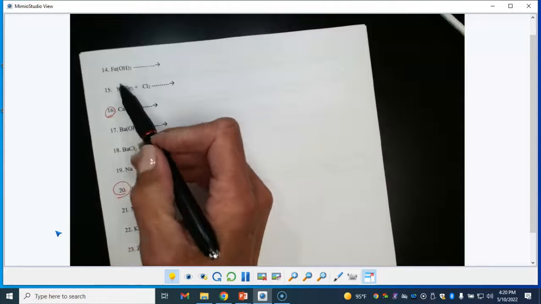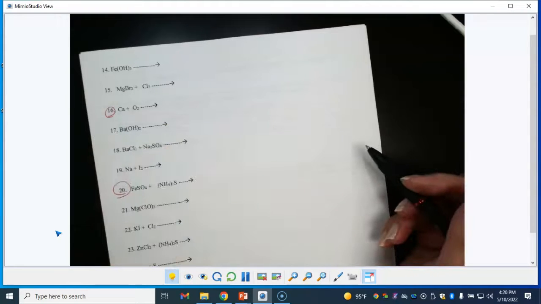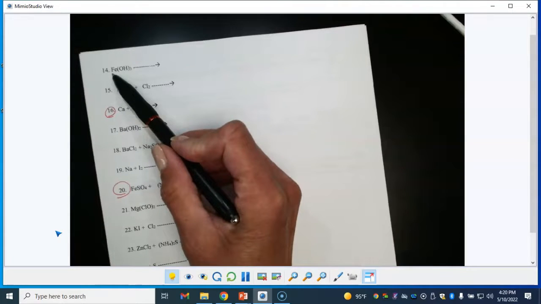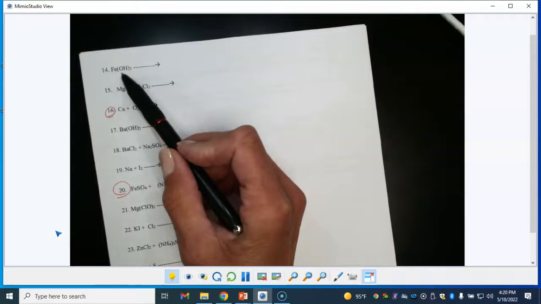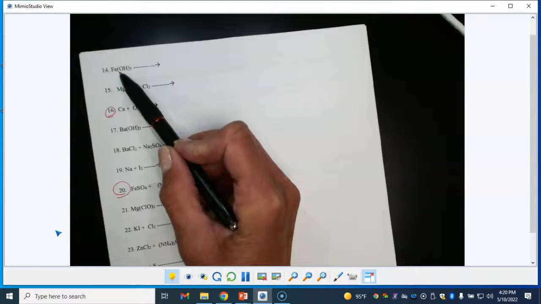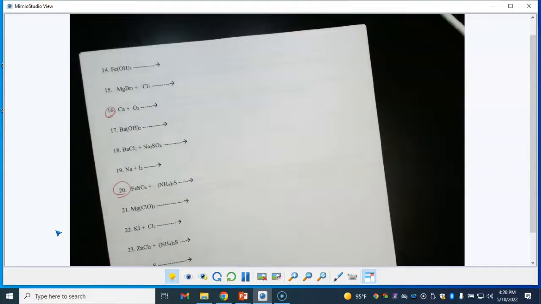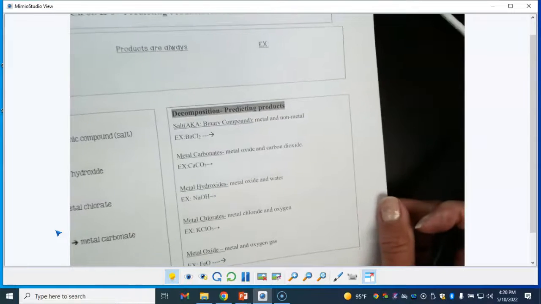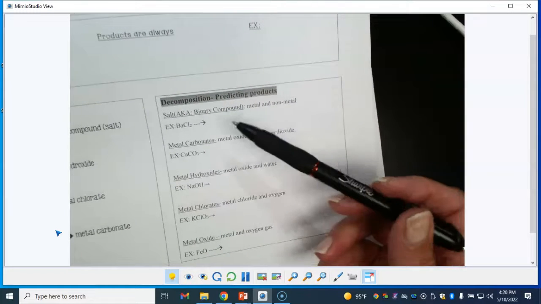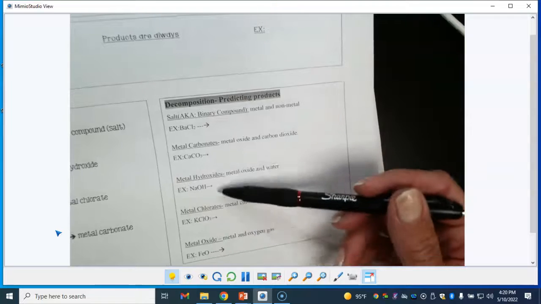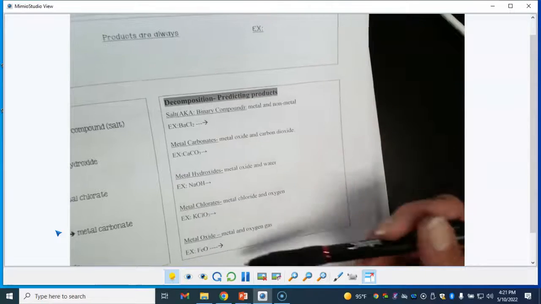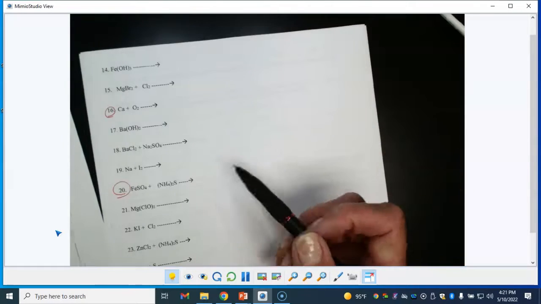The first thing I'm going to do is try to identify the type of reaction it is. I'm looking at the left-hand side, and I have only one thing as my reactant. If I have one single thing on my reactant side, it's going to be a decomposition reaction. So I'm going to come over here to my notes, and see where my reaction falls in regard to one of these examples.